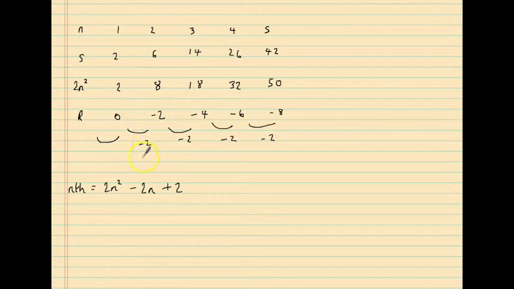Always a good idea to check this. So let's put some numbers in here. Let's do when n is 2. So when n is 2, we've got 2 times 2 squared, take away 2 times 2, add 2. And what we're looking for this to be is 6 here. So 2 squared is 4, times 2 is 8. Take away 2 times 2, well, that's 4. So 8 take away 4 is 4. Add 2 gives us our answer of 6.